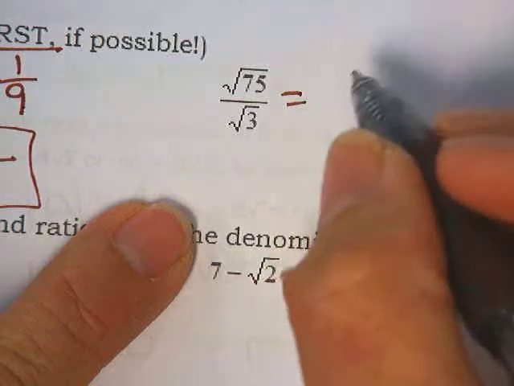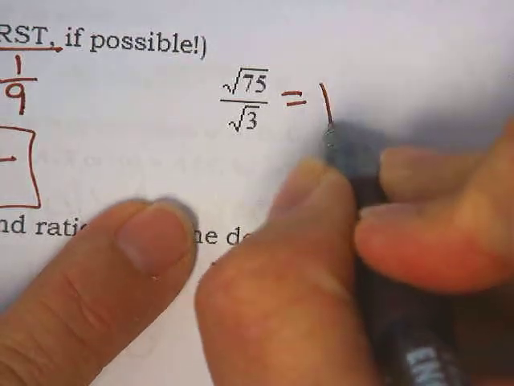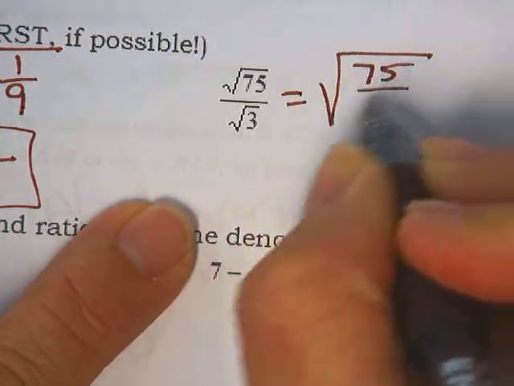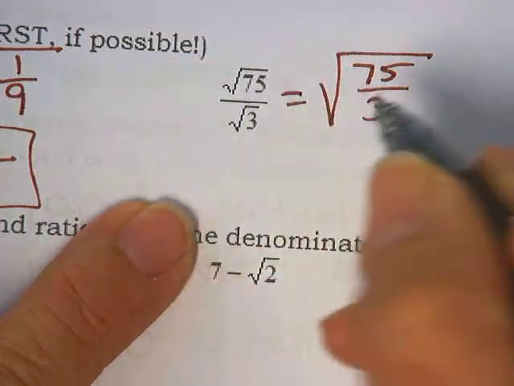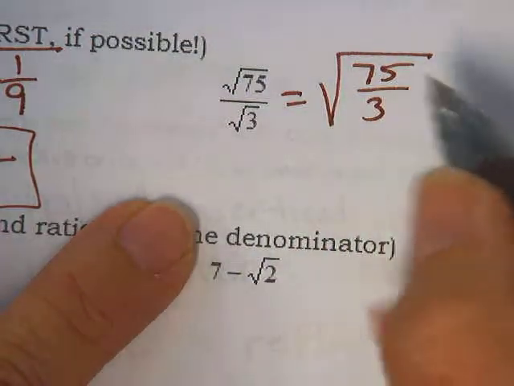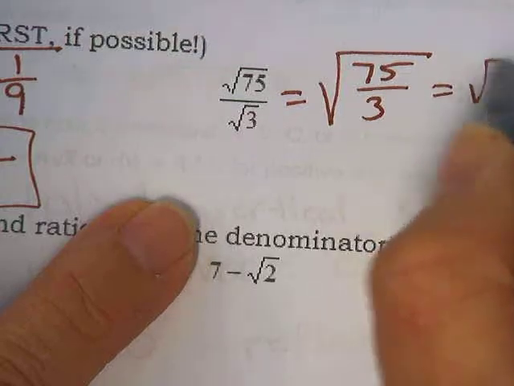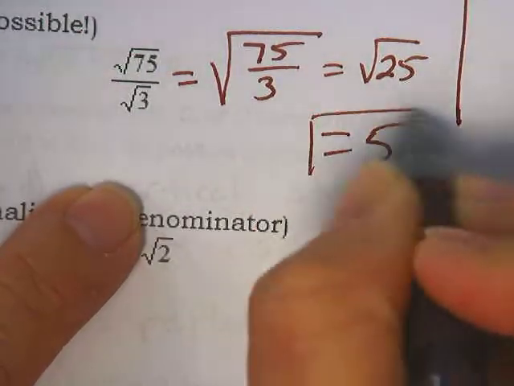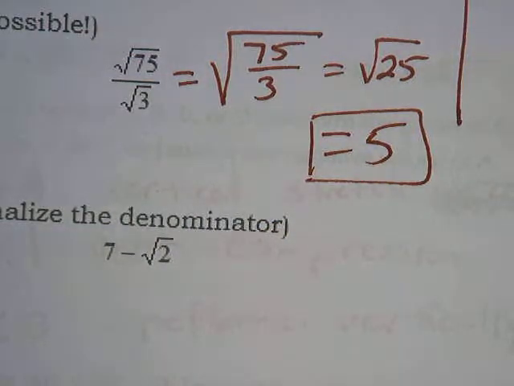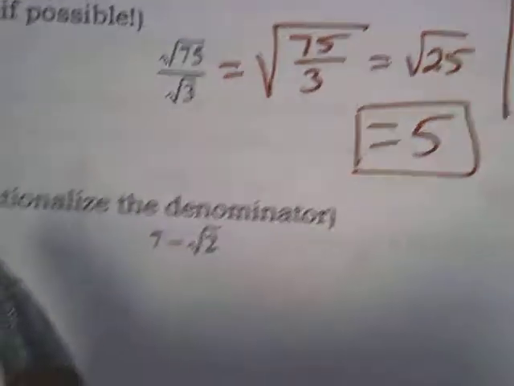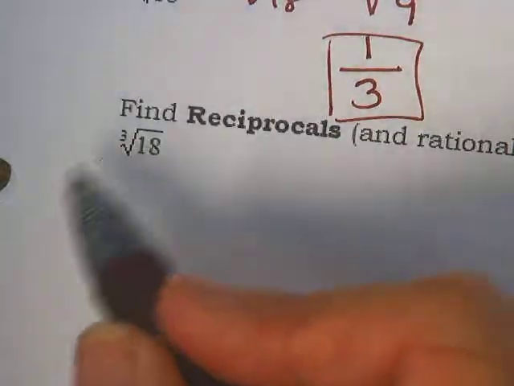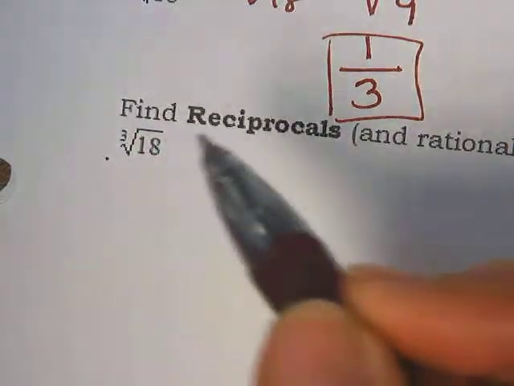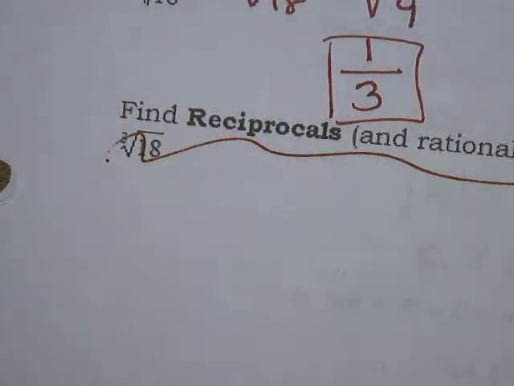Square root of 75 over the square root of 3, again, we can put them under the same square root sign because it's the same property. 75 divided by 3 is 25. So the square root of 25 is 5. And there you go. And this last one, we can actually ignore that. We don't need to worry about reciprocals. Okay, we have covered all of those.